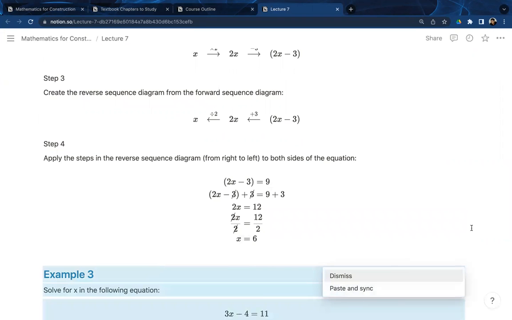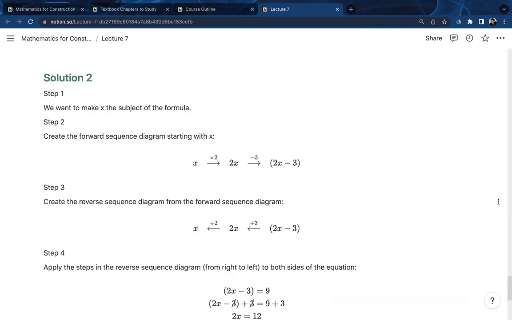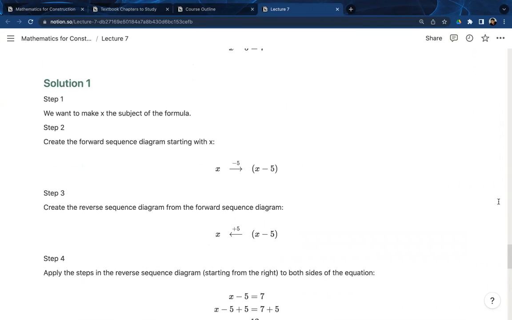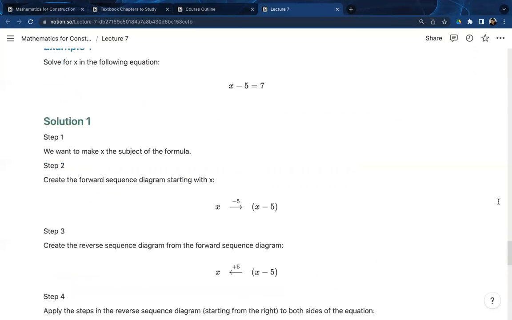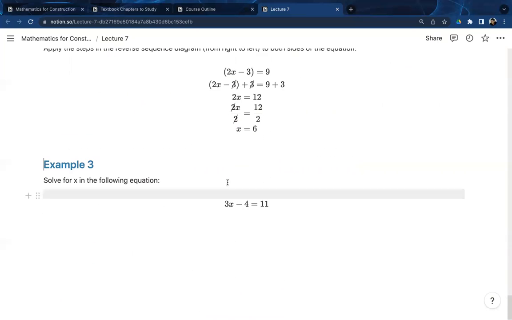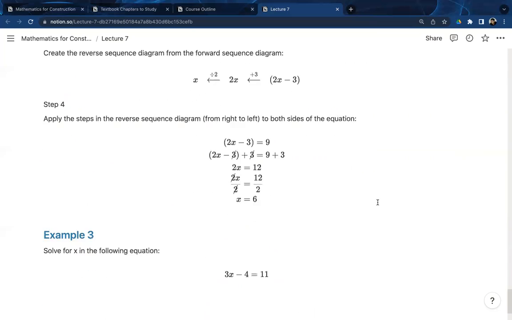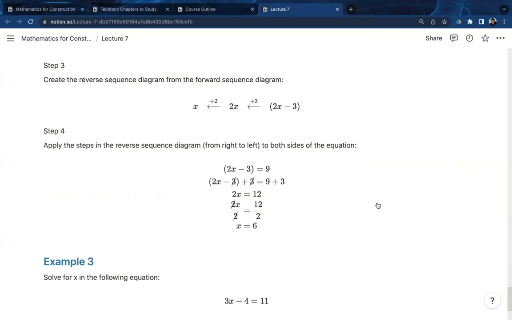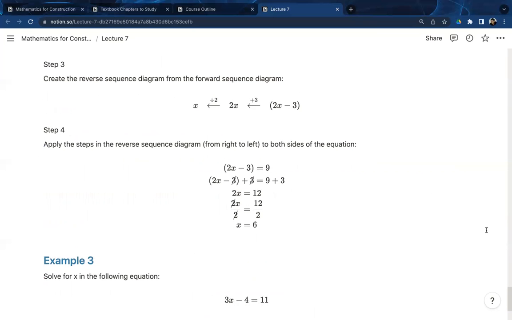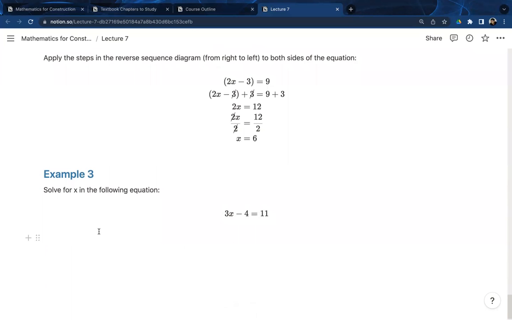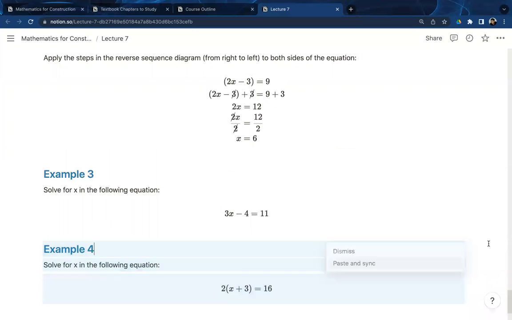So try, what example is this? This is example 1, example 2. This is example 3 in this section. Under this section, change in subject of the formula, right? So solve for x with this equation here. Could even give you 2 questions for you to try.